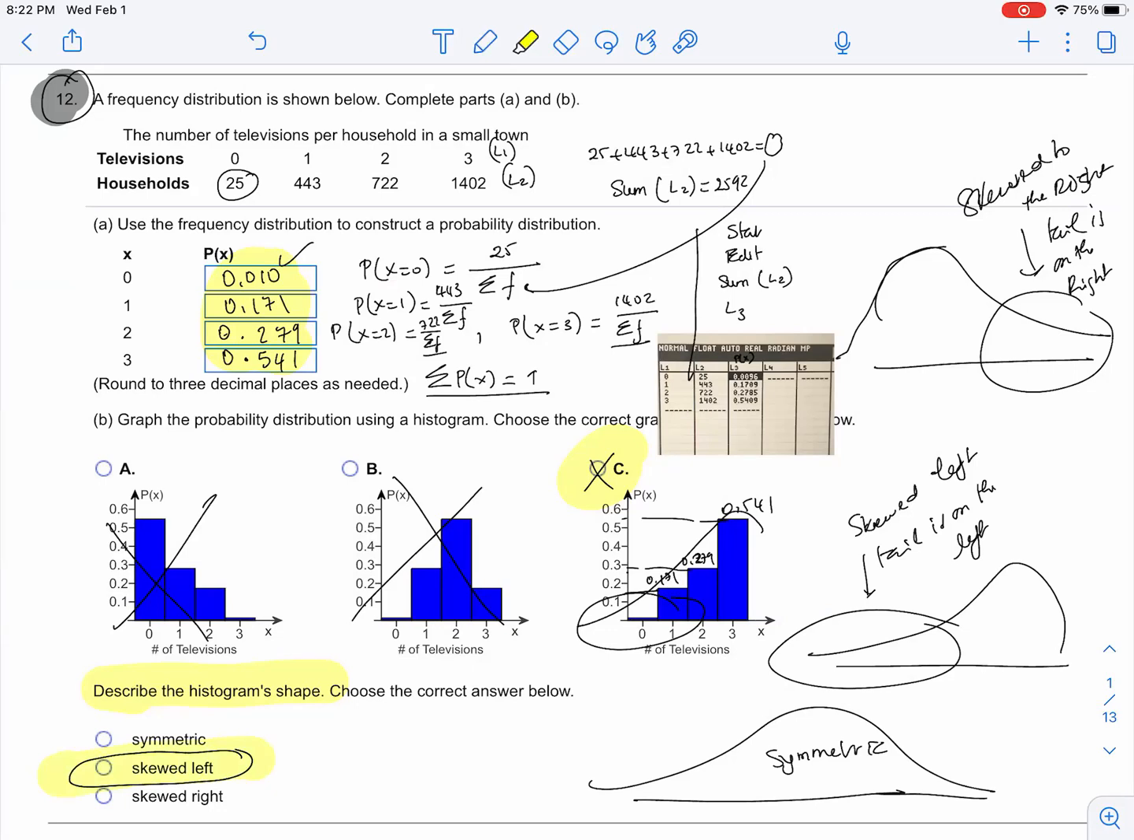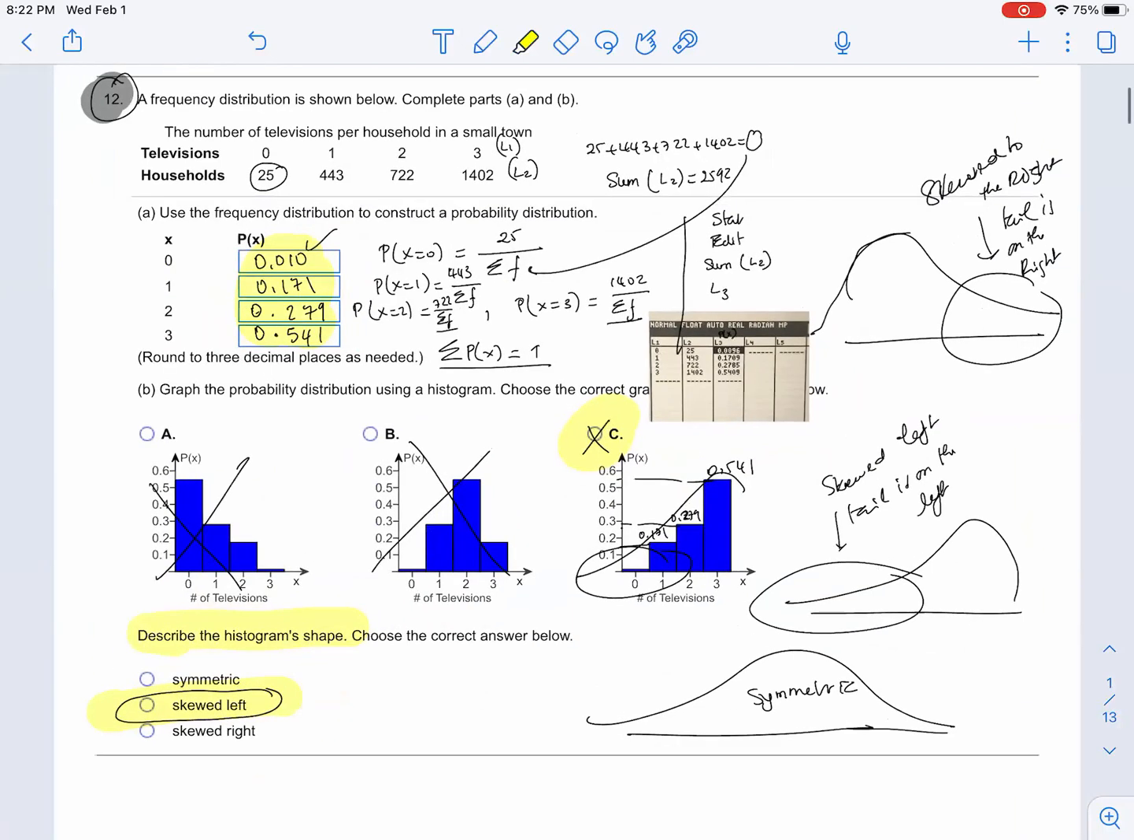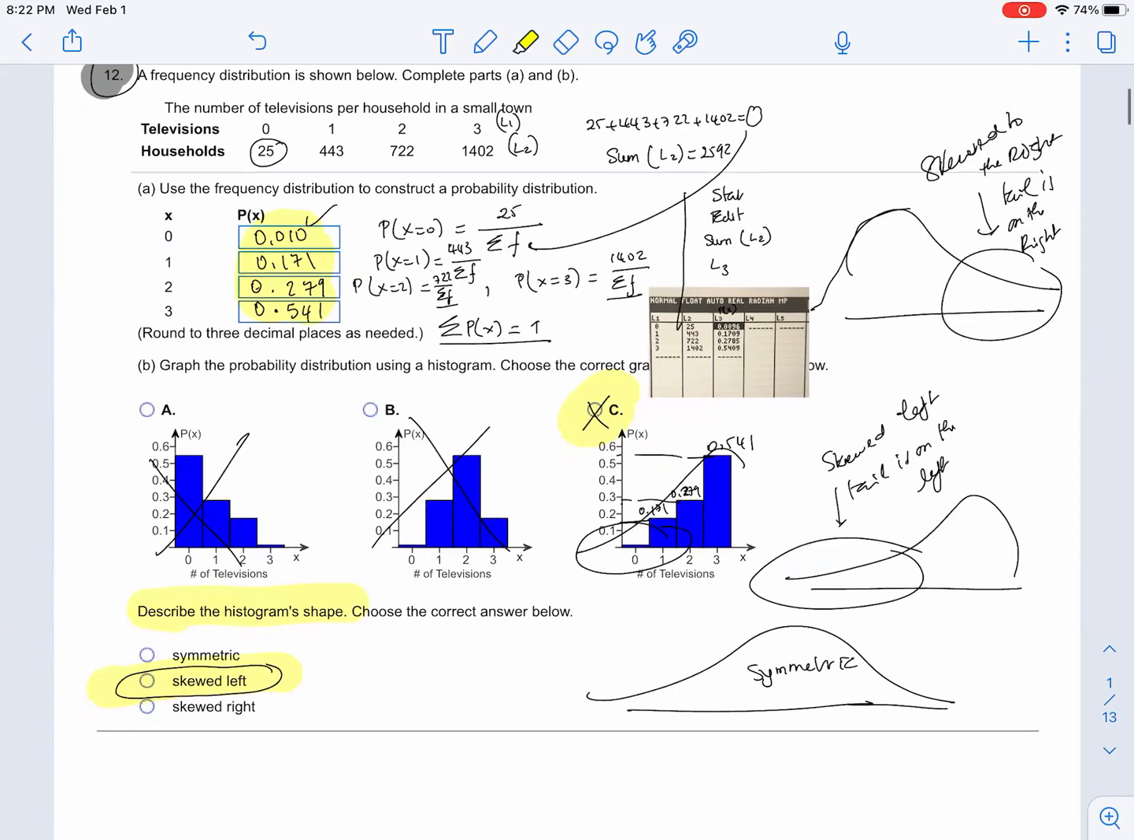So that's that. And this is it for number 12. So in number 12, what did we learn? We learned how to construct a probability distribution using our calculator. We could do it by hand as well. We looked at a histogram and the shape of a histogram. All of this you should know how to do, and you should have learned some of this in chapter 2. Pause the video, do it over and over till you get it.